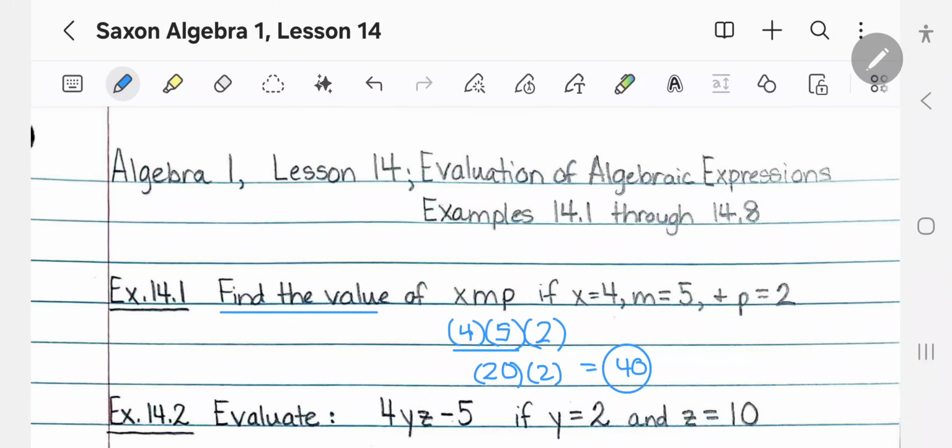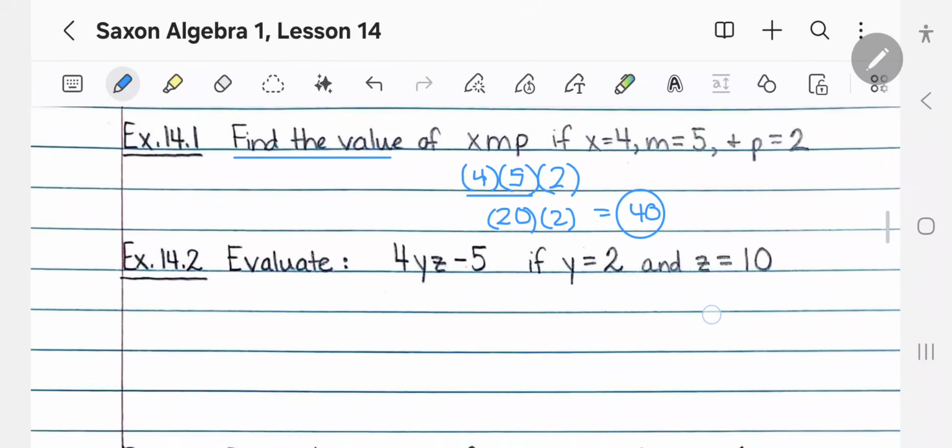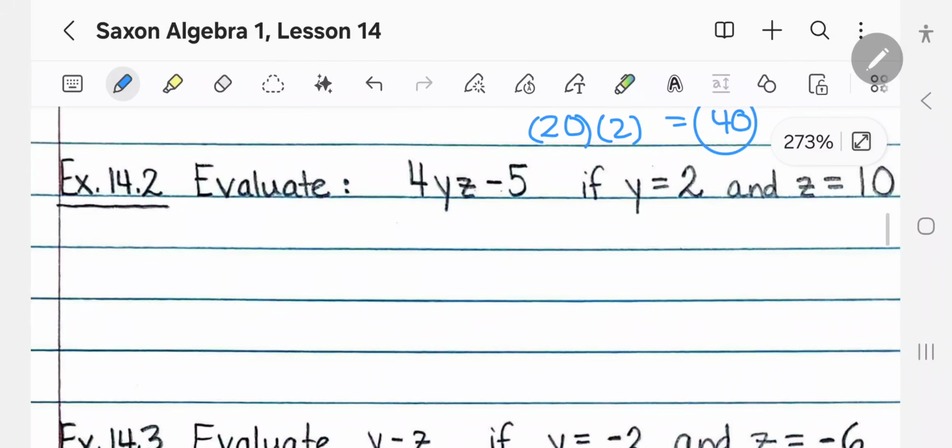Now, it's important to remember that when you do a problem and they give you a value of a variable, it should be used for that same value every time you see that variable for that particular problem. If you change problems, the value of the variable could change. Okay, so let's look at example 14.2.